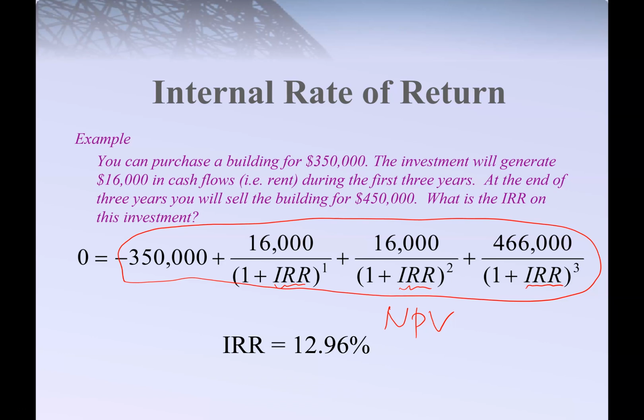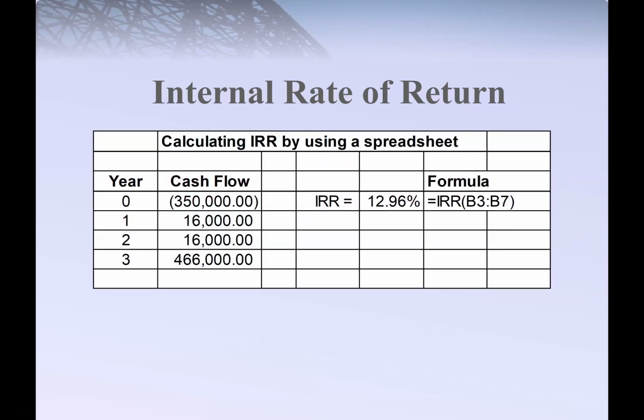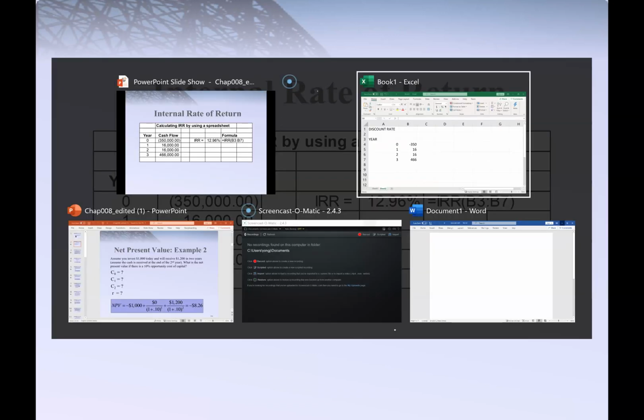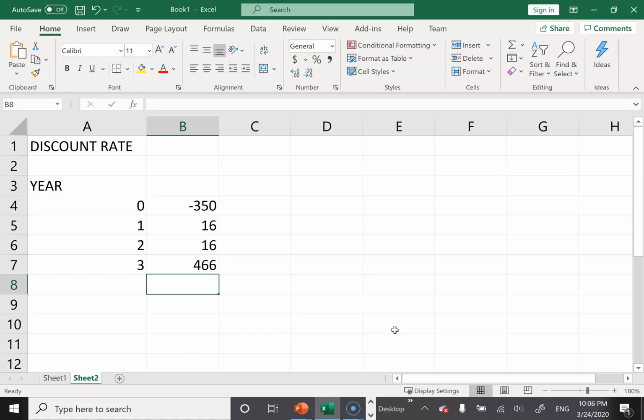Now we can actually solve this problem using Excel, and this is basically the format of the Excel for the internal rate of return, and we can actually go here and do an exercise on the internal rate of return function. So this is the basic format of the example that we just went over, right? So the internal rate of return of the project is 12.96%, as we can see here.